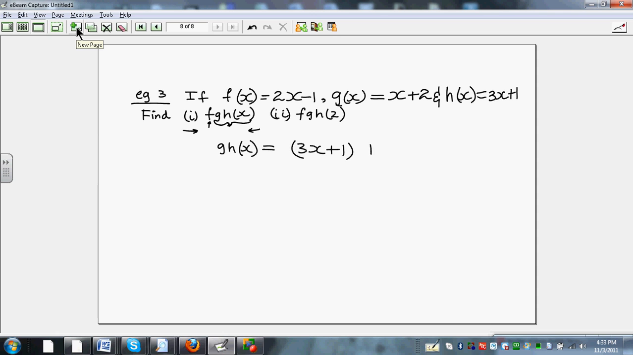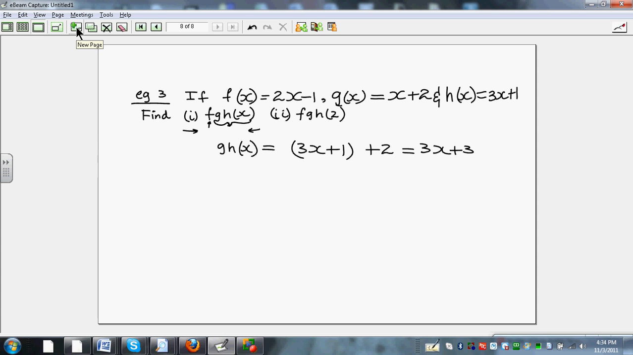And then we will add 2 to it. So in the function on the left, which is x plus 2, wherever we see x, we will replace it with the function on the right. So instead of x, I wrote 3x plus 1 plus 2. This will work out to be 3x plus 1 plus 2 is the same thing as 3x plus 3.